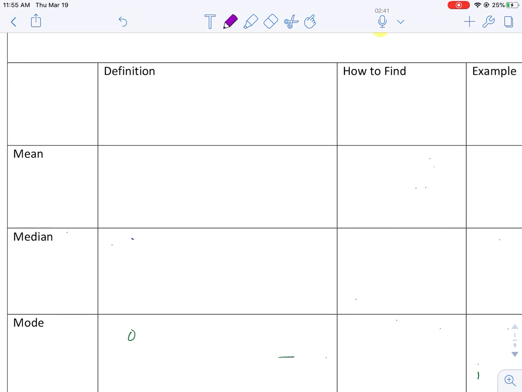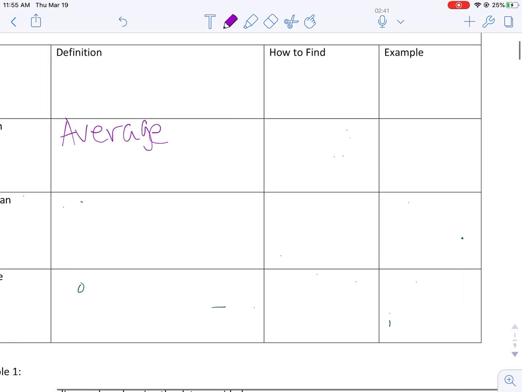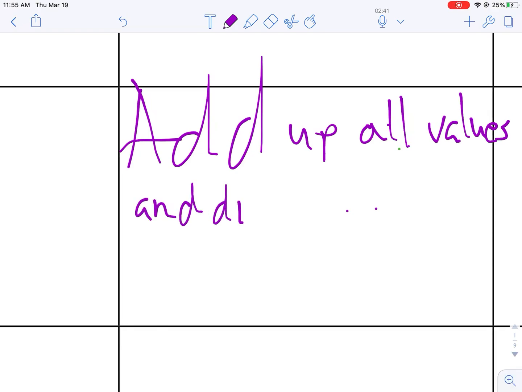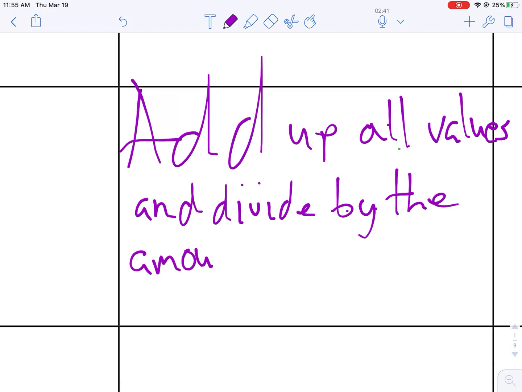Mean. The mean is your average. Okay? So the average is: add them all up. Add up all values, and divide by the amount of values.